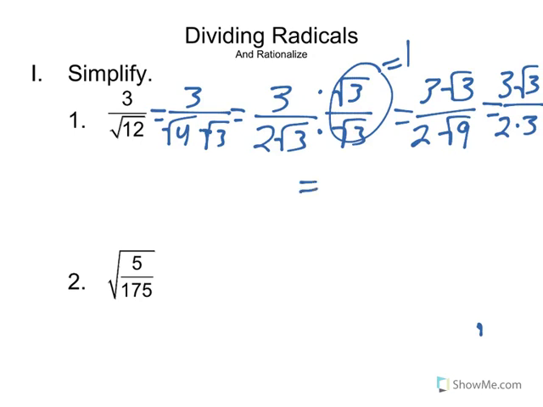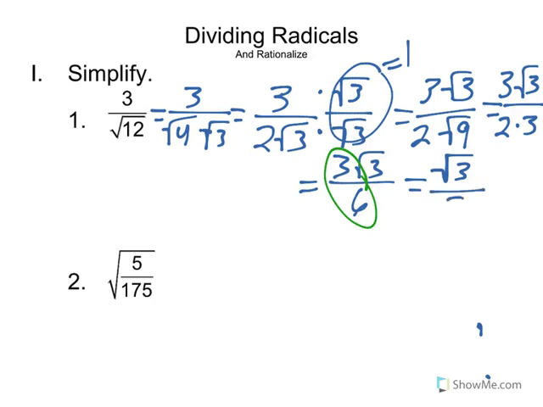So if I simplify again, I have 3 square roots of 3 over 6. But now notice I have a 3 divided by 6 that reduces. So then I can do one last step where I'm going to have just my square root of 3 in the top because this is going to reduce to 1/2. So it means I just have my 2 in the denominator.